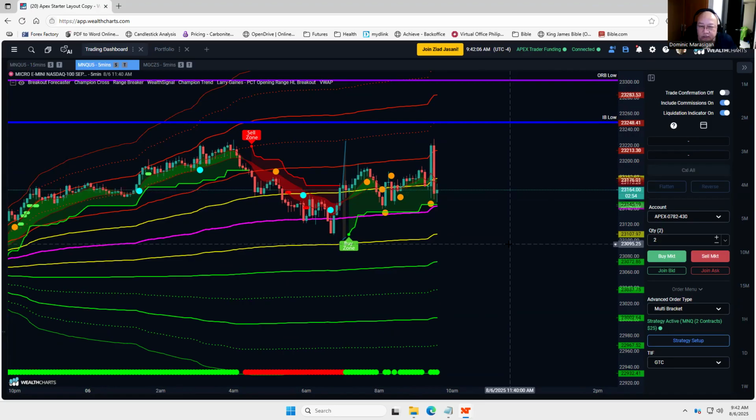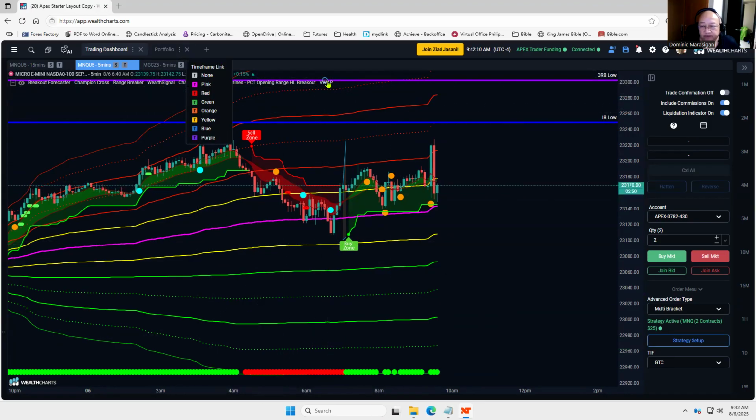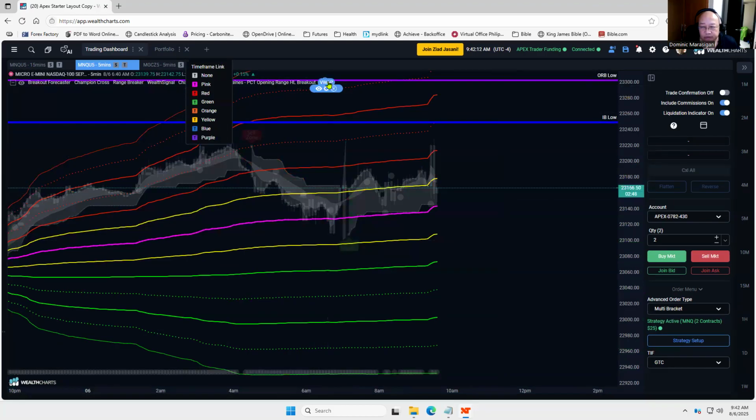Are you guys clear with the VWAP? Or like I said, if it's easier for you to take out the VWAP, go ahead and take it out. How do you do that? You go to the VWAP right here, and you just click that and it goes away.